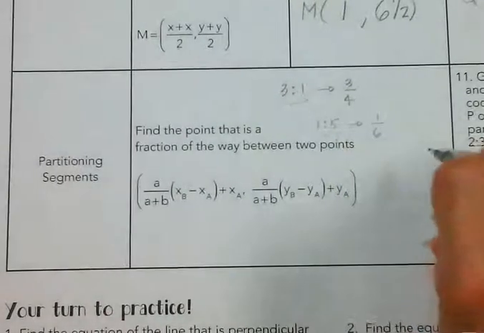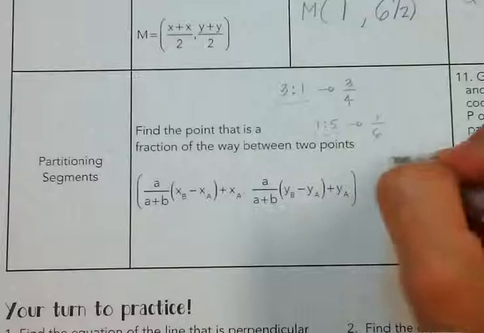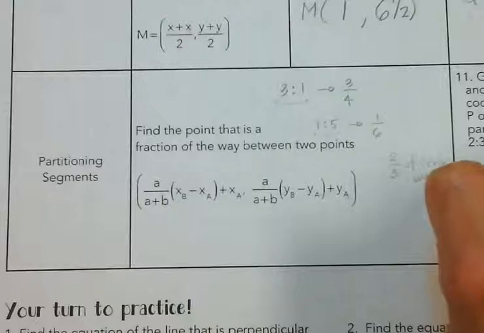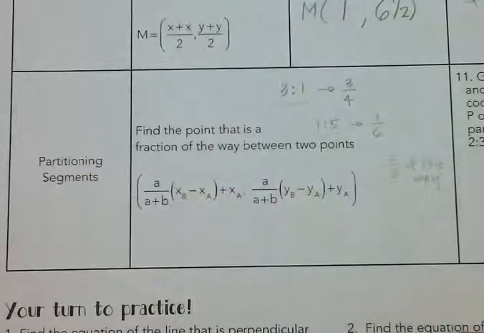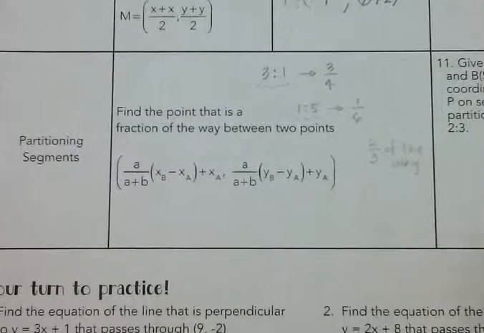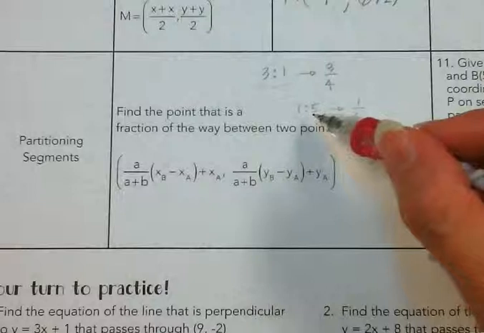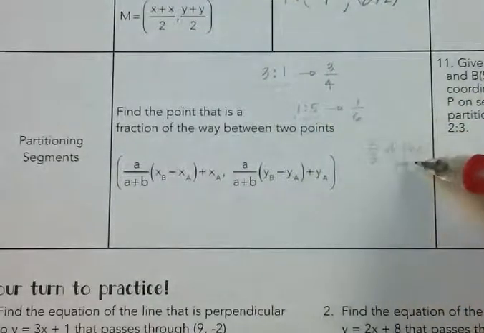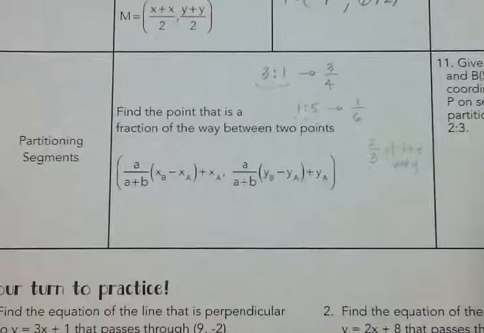All right, now, if it told you to find something that was 2/3 of the way, then you use 2/3. The only time that we change our number is if it's given to us as in a ratio form. If they've given us a fraction and they said 2/3 of the way, then we just use 2/3.